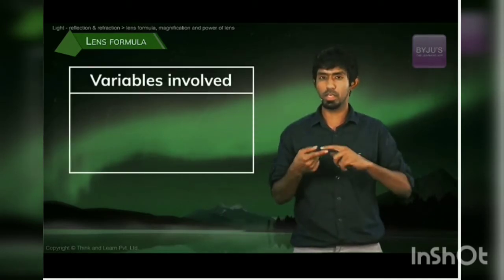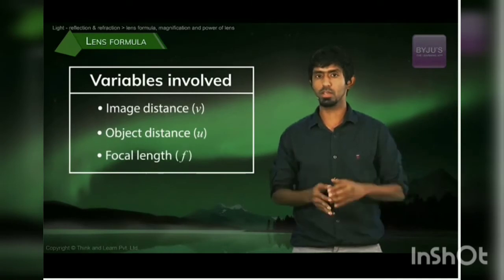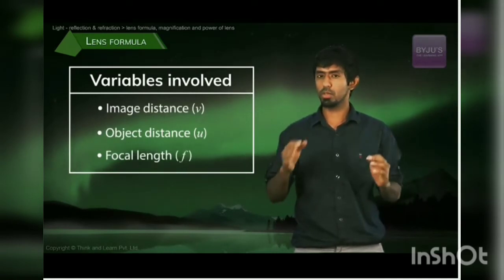So now that you've already seen what happens to images as objects are placed in different places for a convex lens or for a concave lens, let's try to do this with pure math. And let's try to connect, just like in the mirror formula, the image distance, the object distance, and the focal length. Now, one little refresh about the sign convention.